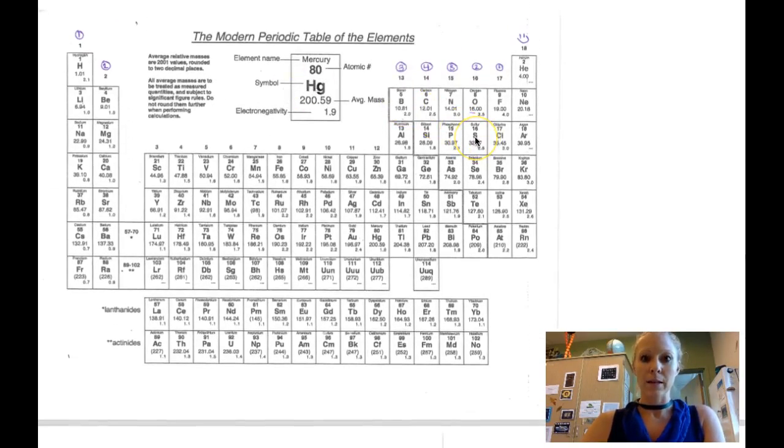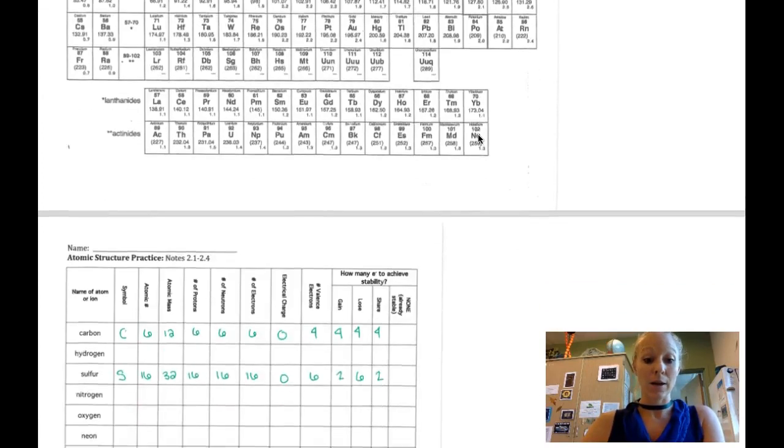Sulfur has a symbol of S. Its atomic number is 16, and that means that it's going to have 16 protons in the nucleus, and its atomic mass is 32 atomic mass units. So 32 atomic mass units minus the 16 mass units of the protons, well, that's going to give us 16 atomic mass units left over for neutrons. Let's look at how that looks here.